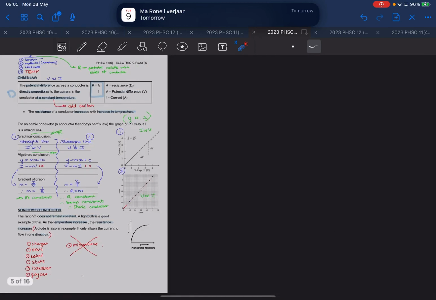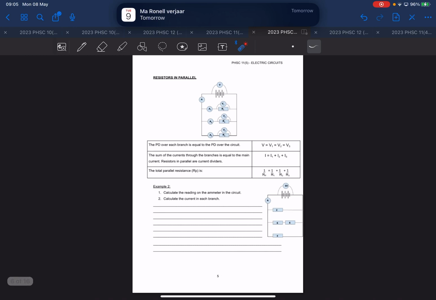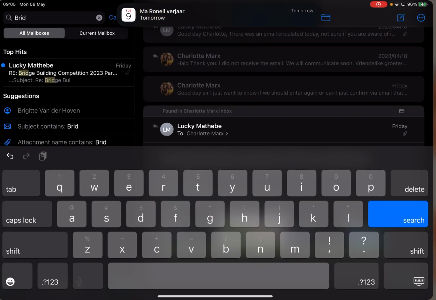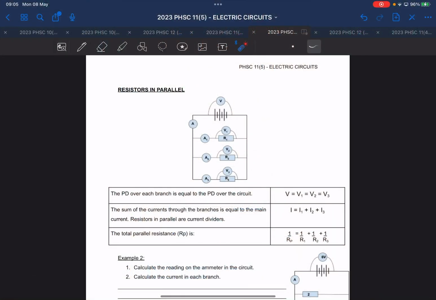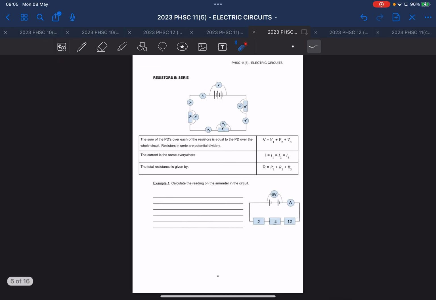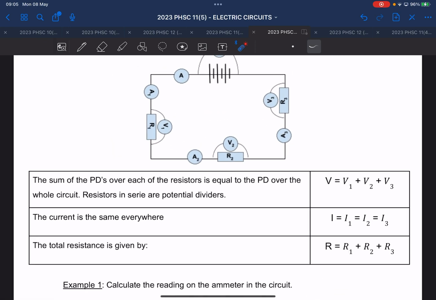Okay, right. Then pages 4 and 5 again, and 6 is grade 10 notes. Okay, well, I'm quickly going to go through that.